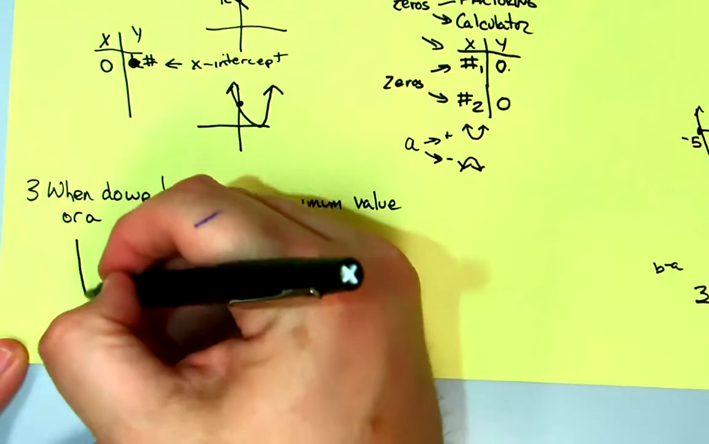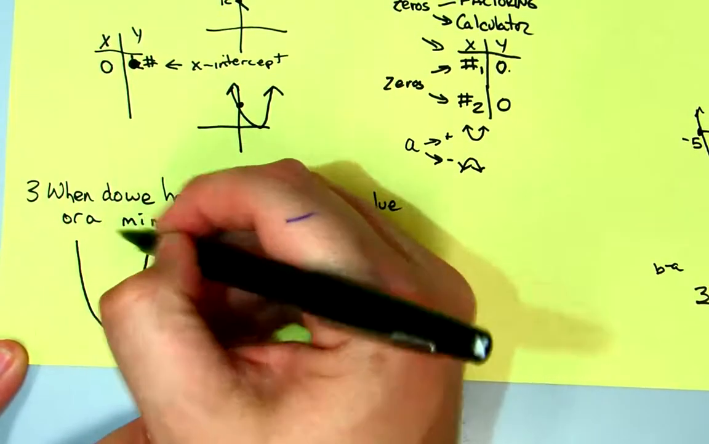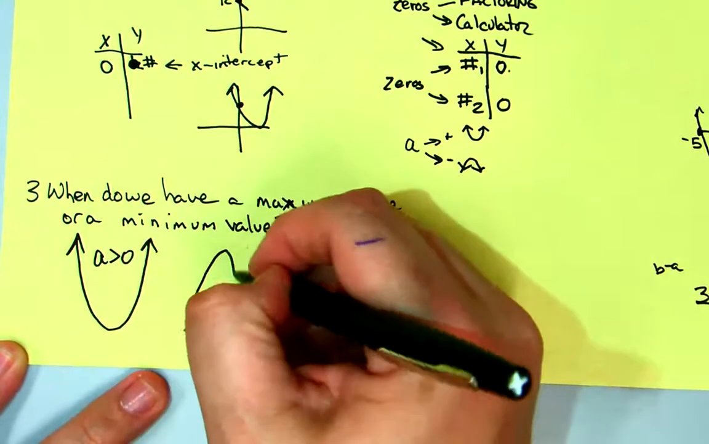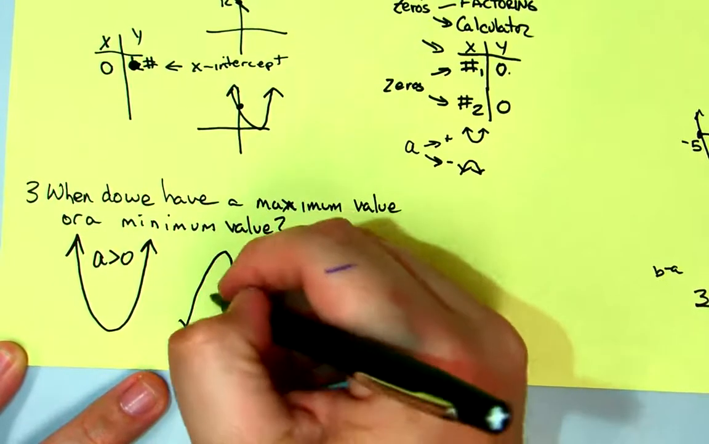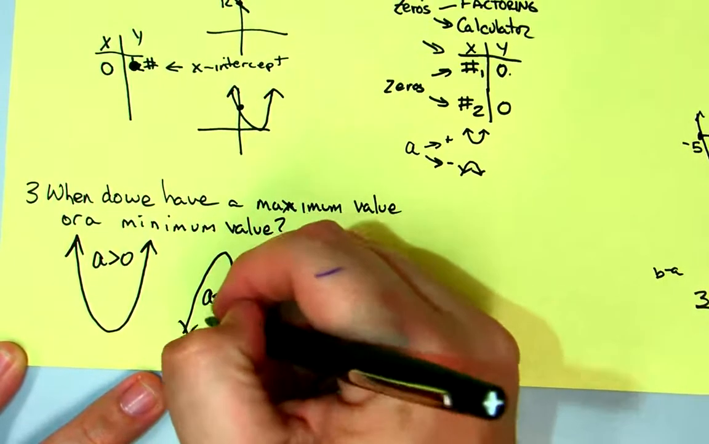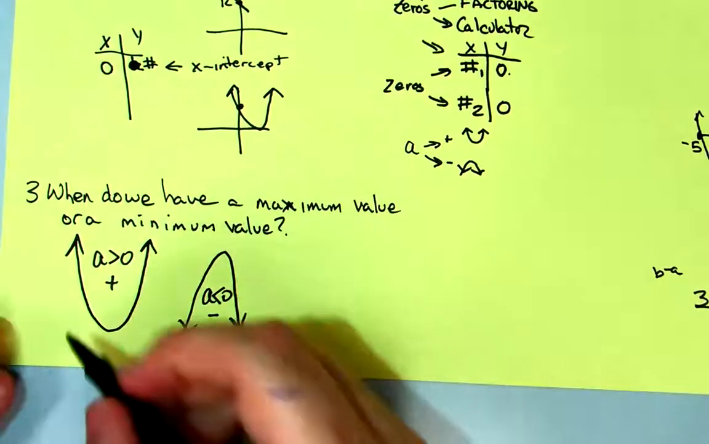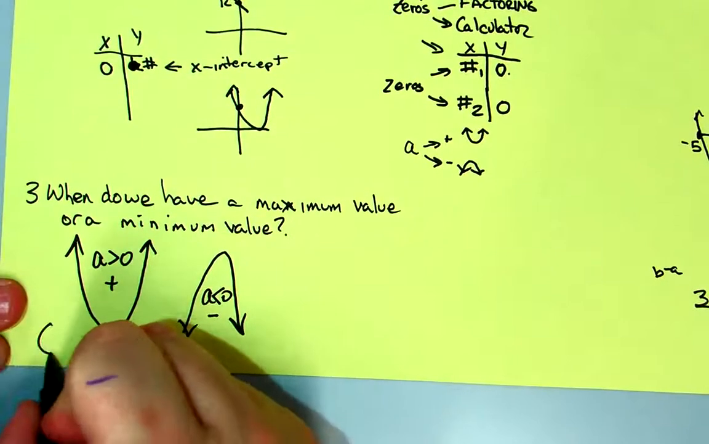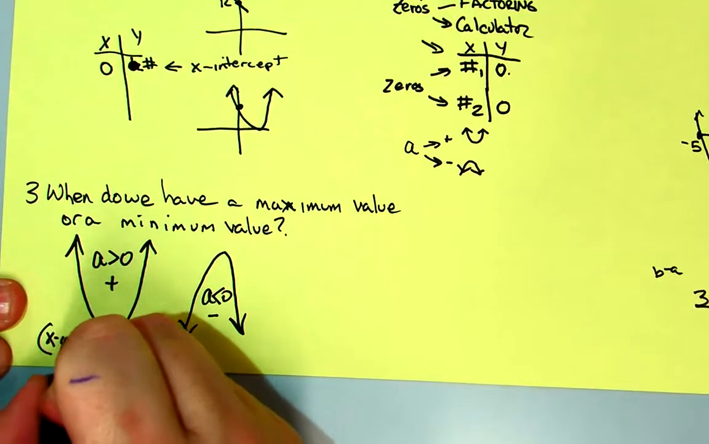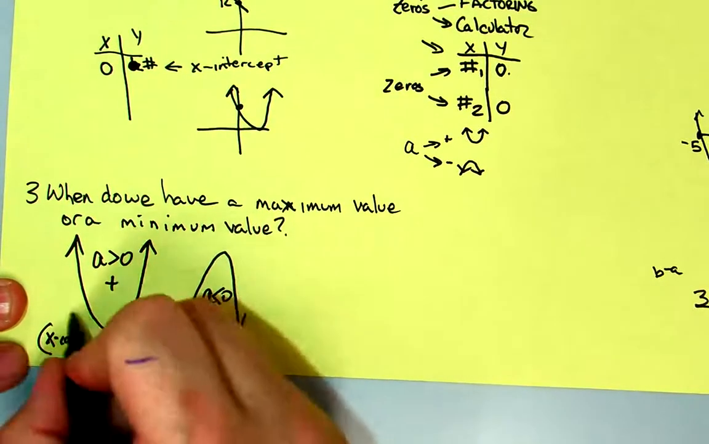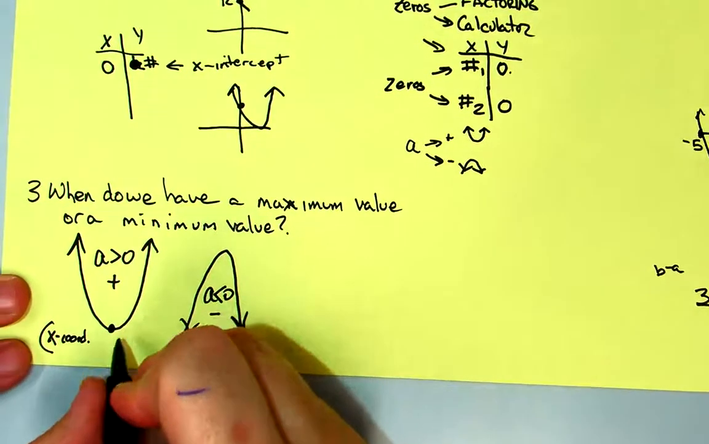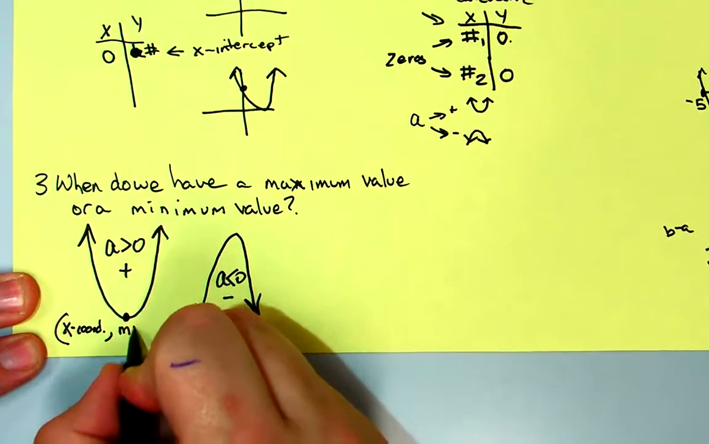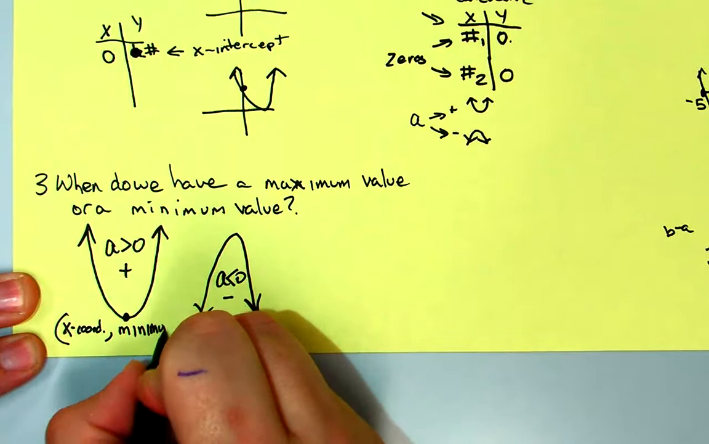Alright, everything comes from whether it opens up, and that's a is greater than 0, or it opens down, which means a is less than 0, which means it's negative, that means it's positive. The vertex is going to give us the x-coordinate, and then, since that's the smallest value, this is going to be the x-coordinate comma the minimum value.